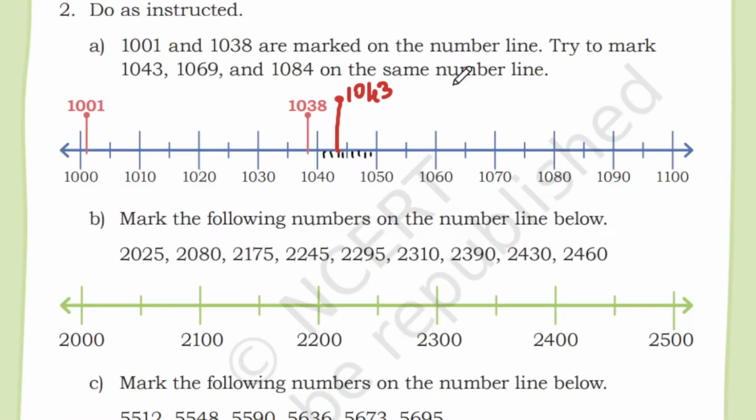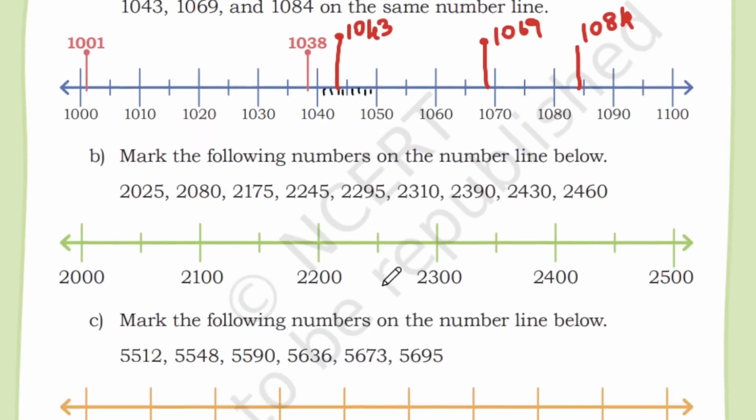Next is 1069. So here is 1060 and here is 1070. So just one before is 1069. So you can mark 1069 here. So 1069. Next you have 1084. So here is 1085. So one before is 84. So 1084. So number line questions are also very important. Okay.